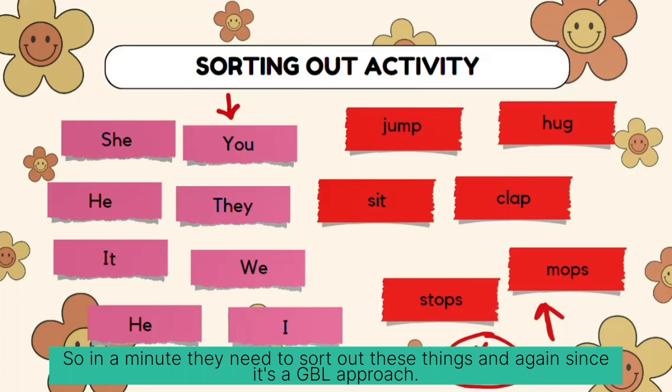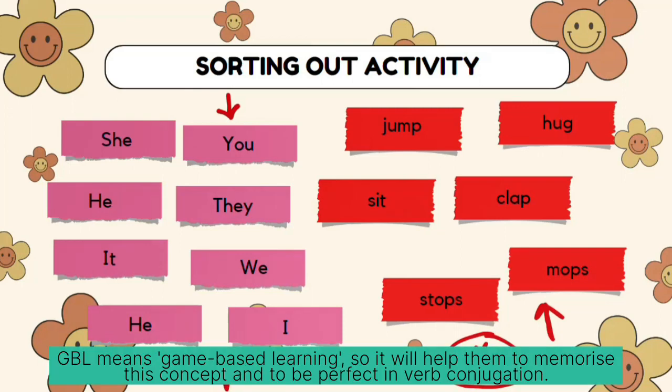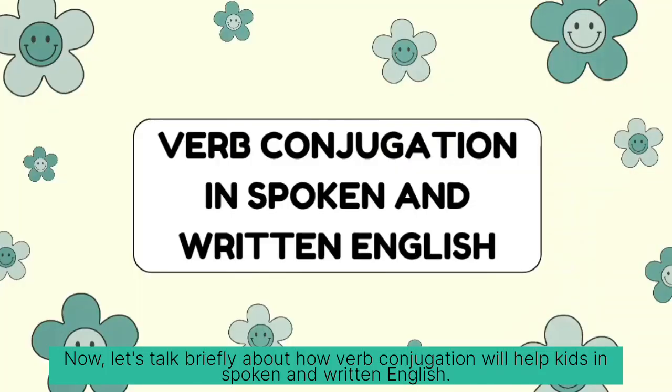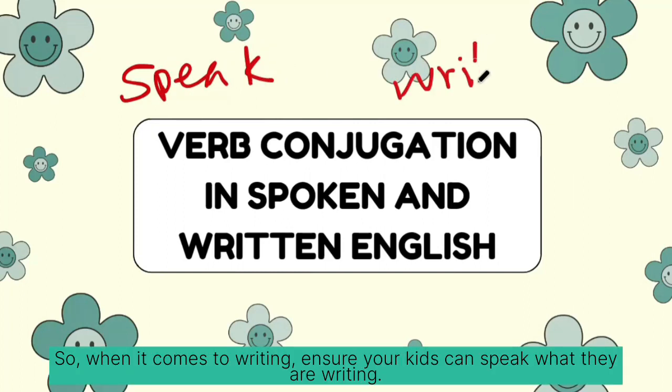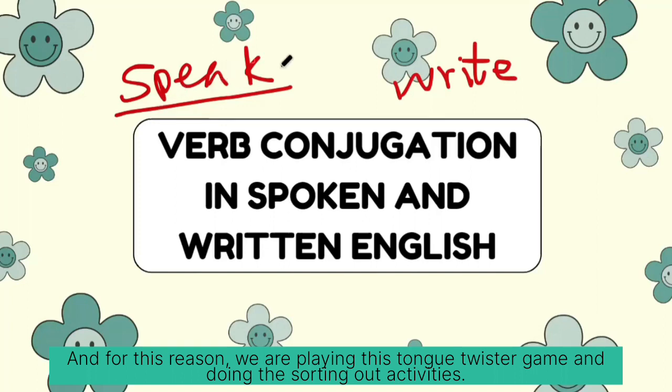And again, since it's a GBL approach, GBL means game-based learning, it will literally help them to memorize this concept and to be perfect in verb conjugation. Now let's talk a little about how verb conjugation will help kids in spoken and written English. I always say a thing because I have heard it from some senior teachers that if you can speak it, you can write it. So when it comes to writing, make sure that your kids can speak what they are writing. And for this reason, we are playing this tongue twister game.